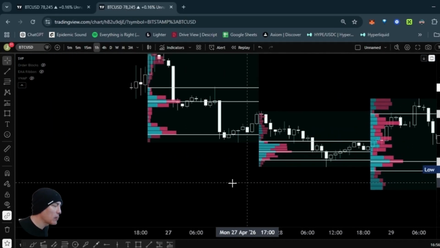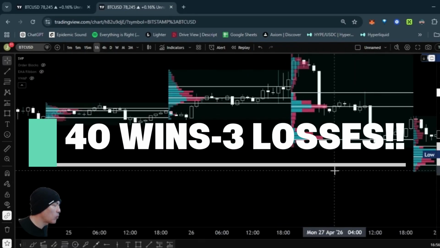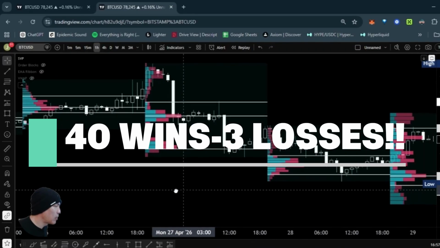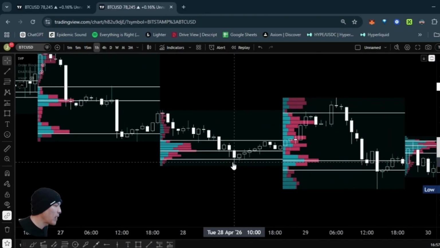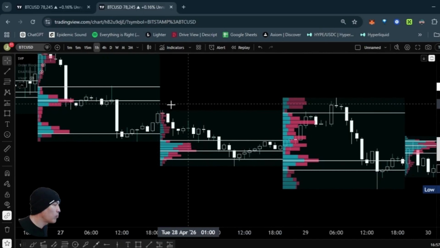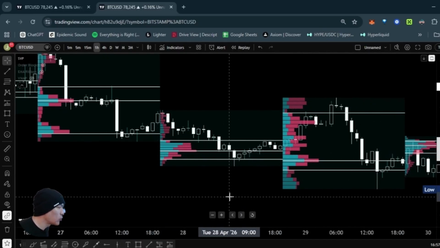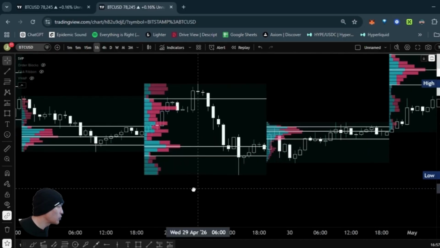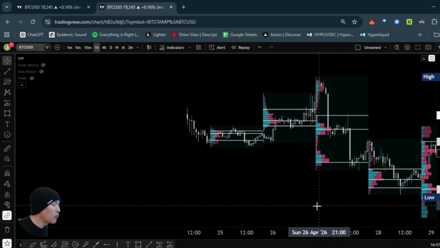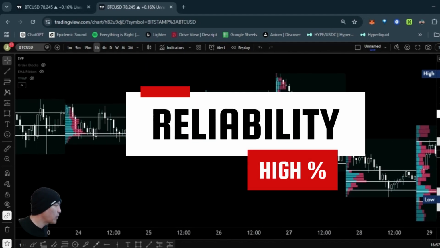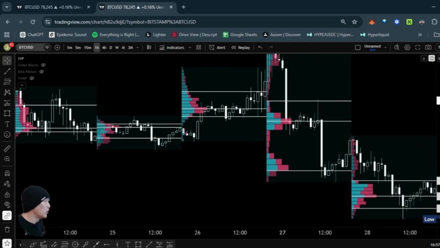I've gone back and looked, and it was like 40-3 when I was going backwards, meaning 40 winning entries and 3 losses, if you were to just identify which direction the prior session went, and realize that if I can enter on the point of control for the next session, most likely it's going to go up. And it did. So over and over again, guys, this proves to be a very reliable tool to enter and exit trades. I hope you guys learned something from this.